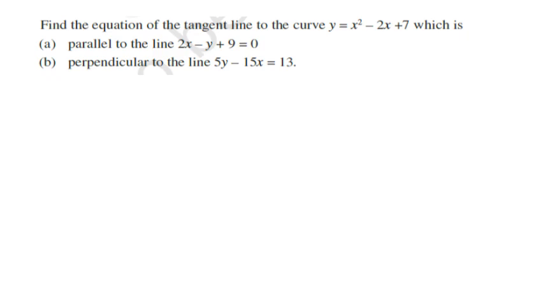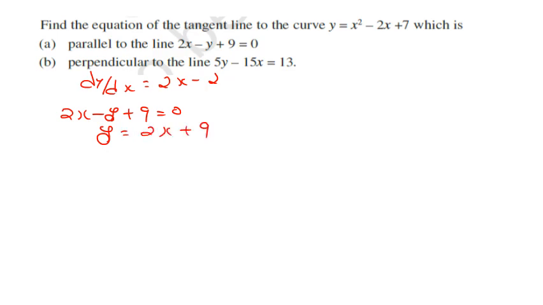Next, find the equation of tangent line to the curve y equals x squared minus 2x plus 7. So y equals x squared minus 2x plus 7 is a curve. What is the slope of the tangent? 2x minus 2. Now, first part: it is parallel to the line 2x minus y plus 9 equal to 0. So you convert it into the form y equals mx plus c. What are you getting? y equals 2x plus 9. So the slope here is 2.